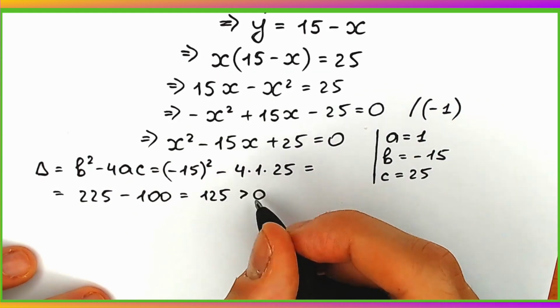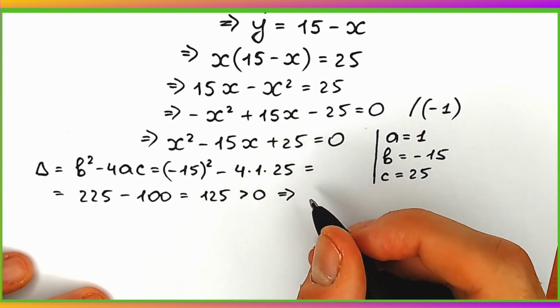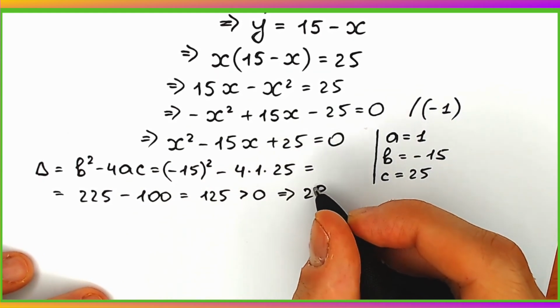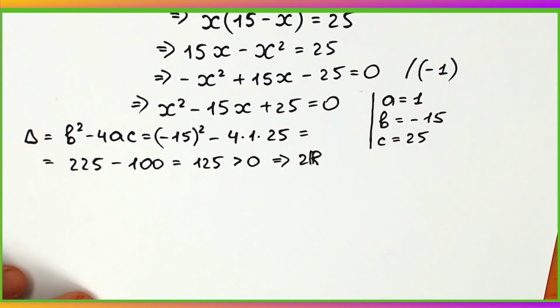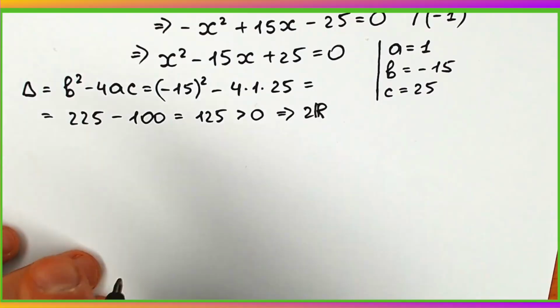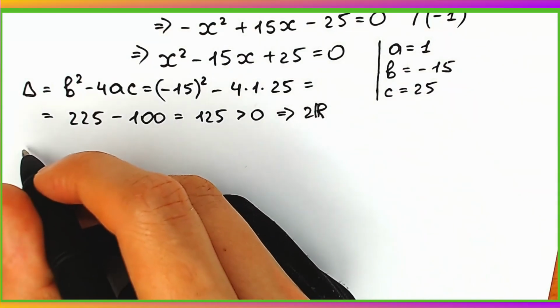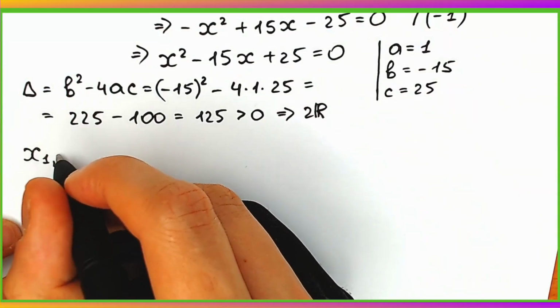125 is greater than 0, so it means that right here we have two real roots. It looks like that, but let's check it. So we have two roots, x first and x second.